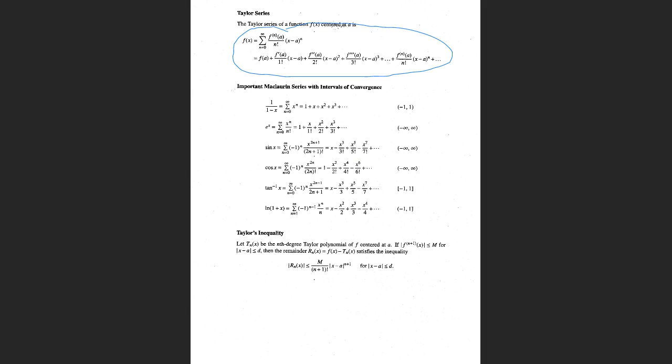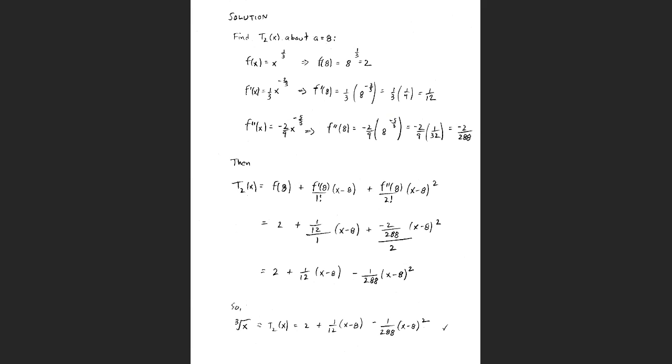So how many derivatives do I need to find for the second degree Taylor polynomial? How many derivatives again do I need to find? 2. That's right, Renat. All right, so here we go. So here's the function, x to the 1/3 power. The first derivative is 1/3 times x to the negative 2/3 power. And then the second derivative is negative 2/9 times x to the negative 5/3 power.